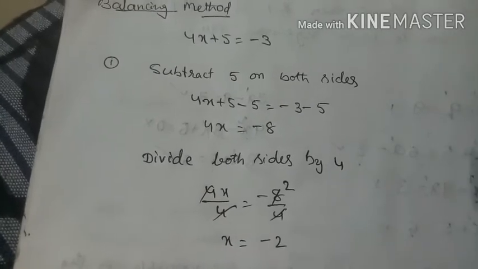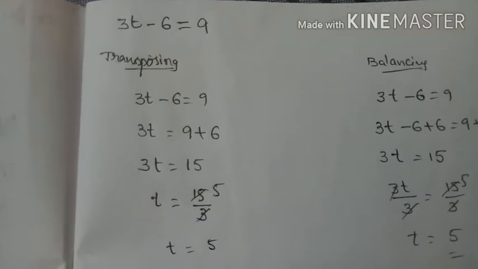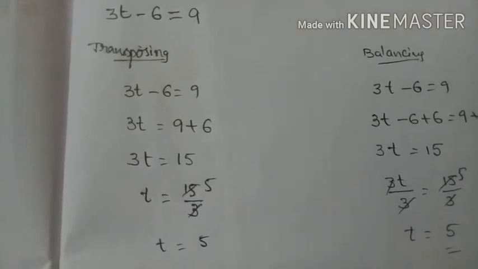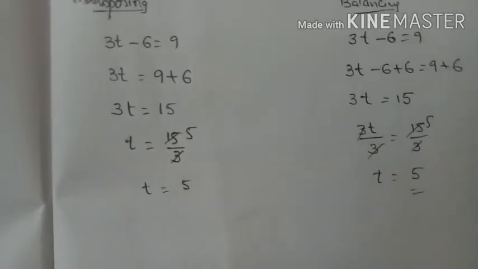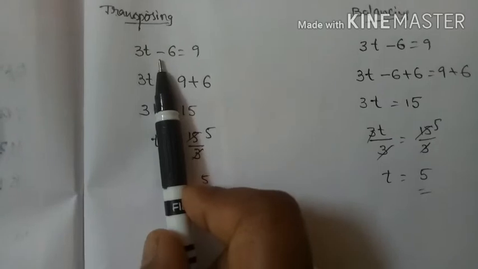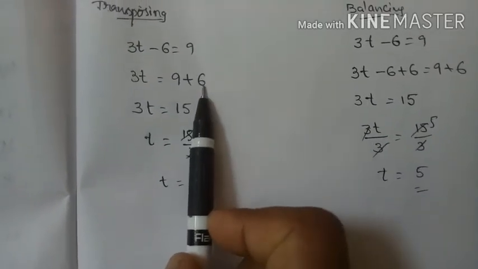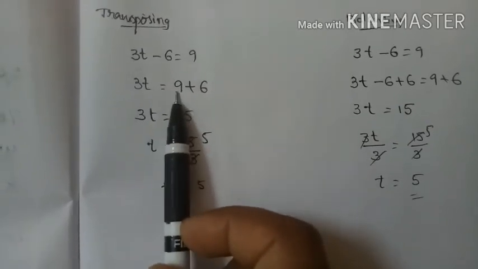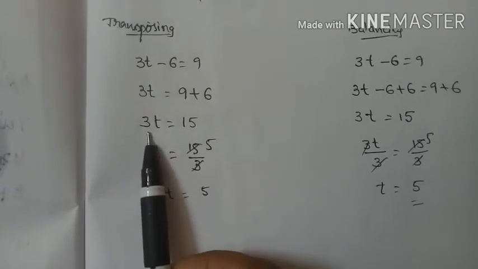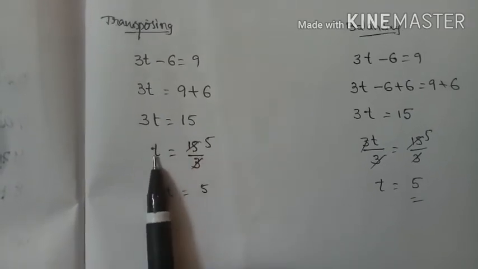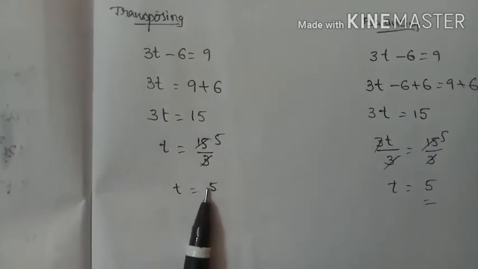So some more examples. 3t minus 6 is equal to 9. The first is the transposing method and the second is balancing. Transposing: 3t minus 6 is equal to 9. Minus 6 is transposed to the RHS, that becomes plus 6. So 3t is equal to 9 plus 6, 15. 3t is equal to 15. Now 3 is transposed to the RHS, then it becomes 15 by 3. 3 ones are 3, 3 fives are 15. So t is equal to 5.